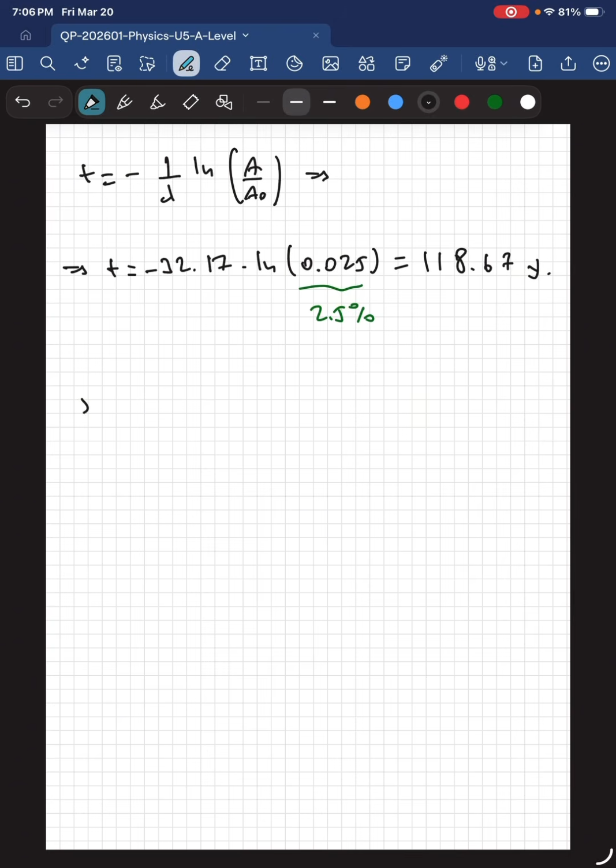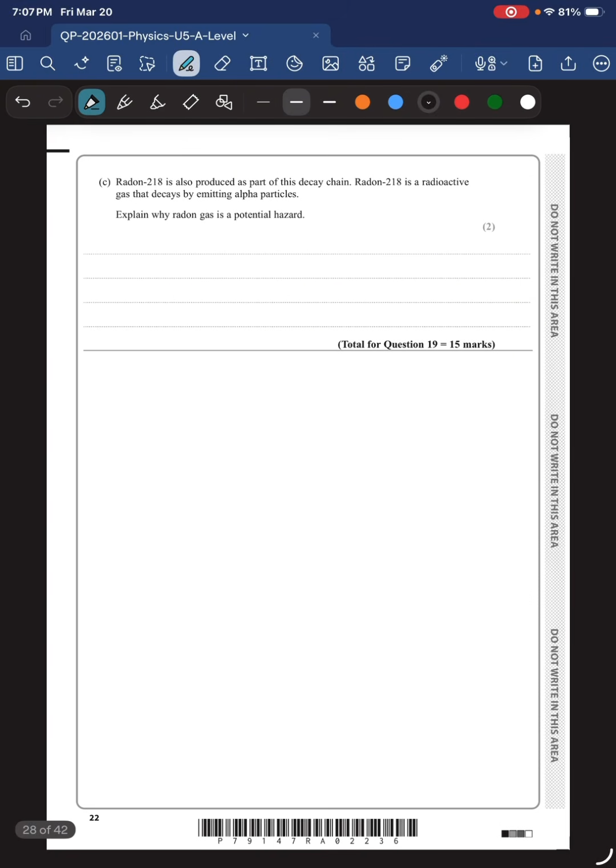So in 100 years, since 118.7 years is larger than 100 years, the textbook is correct. And this is because if we have 2.5% left in 119 years, then in 100 years we will have more than that. So it will be maybe 4%. Okay, so let's move on.